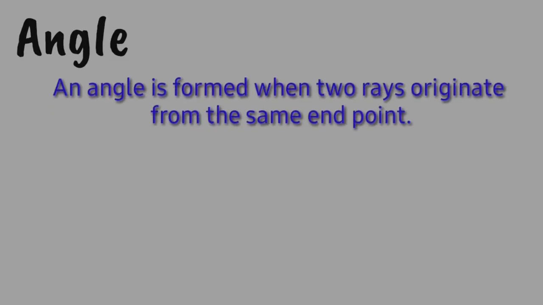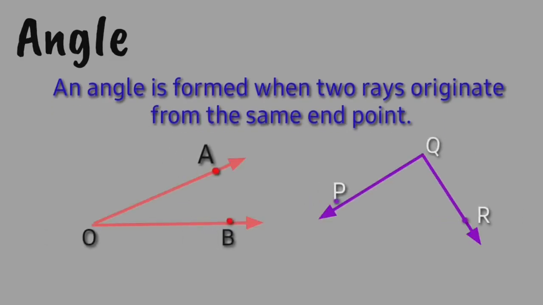Now let's discuss about angle. The figure formed by two rays with same initial point is called an angle. Here you can see two angles, angle AOB and angle PQR. We can name this as angle BOA and angle RQP also.